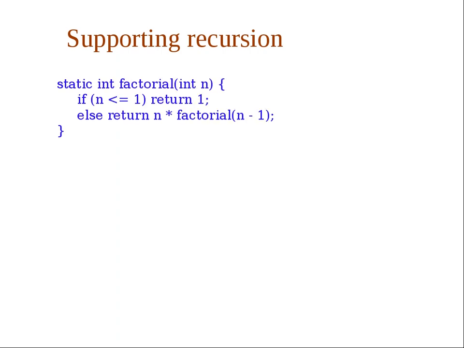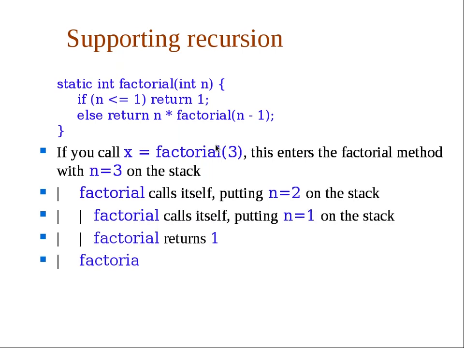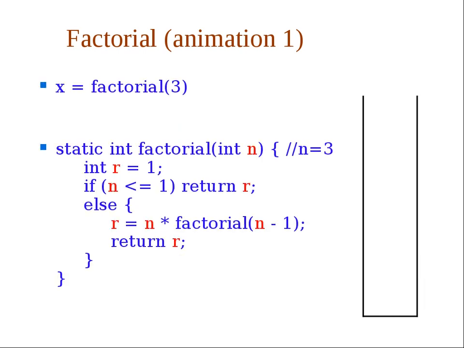Supporting recursion. Didn't we already do factorial? N, if n is less than 1, return 1. Otherwise, n times factorial of n minus 1. Call it a day. Oh, we can do an animation. All right. Factorial of 3. Here we go. N's 3.